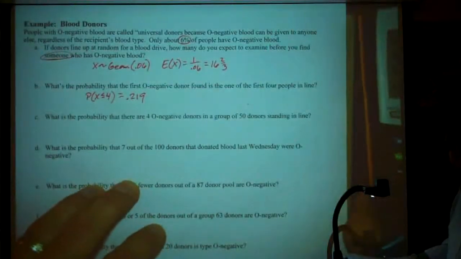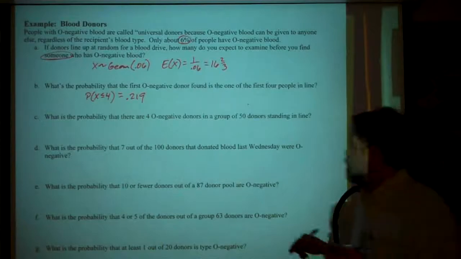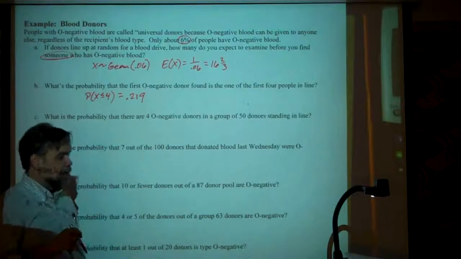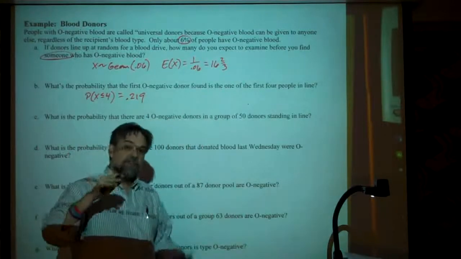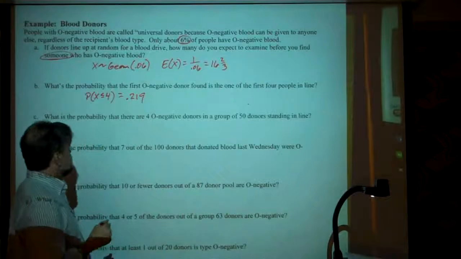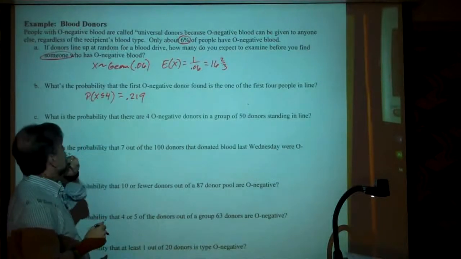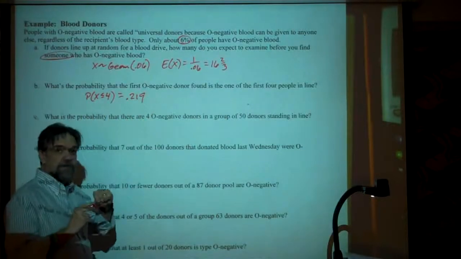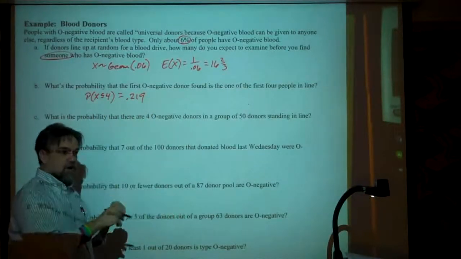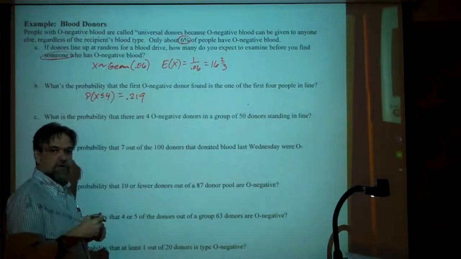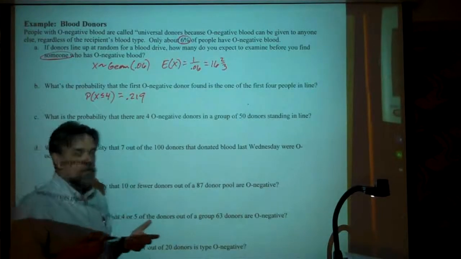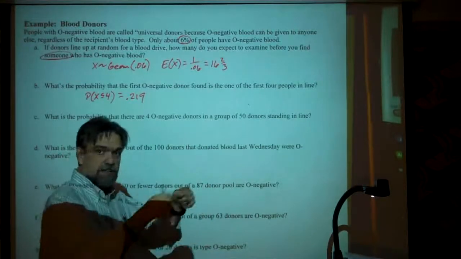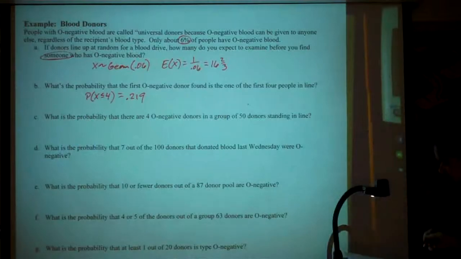Now, let's stop for a second and just think. What's the probability that the first O-negative donor found is one of the first 4 people in line? Well, let me ask you a question. What's the probability that the opposite is true? What's the complement of that? The complement of the first O-negative donor being one of the first 4 people in line is the first O-negative donor being 5th or later. All that means is none of the first 4 people have O-negative blood. Well, that just means the first person doesn't, and the second person doesn't, and the third person doesn't, and the fourth person doesn't, and these are all independent random variables.